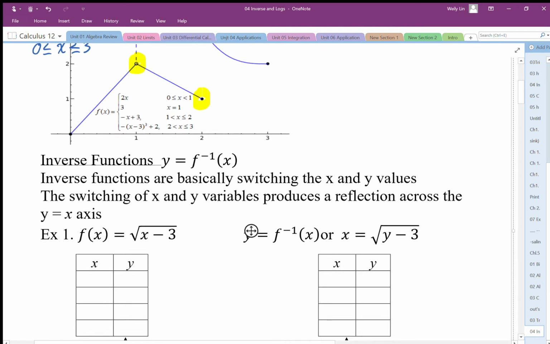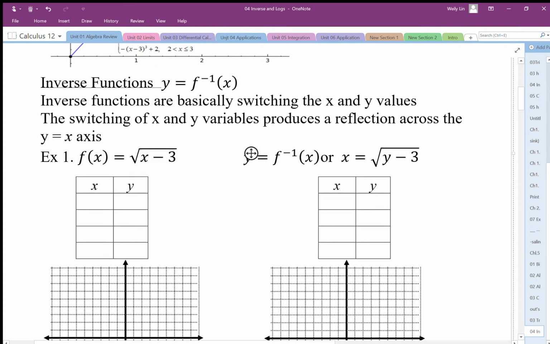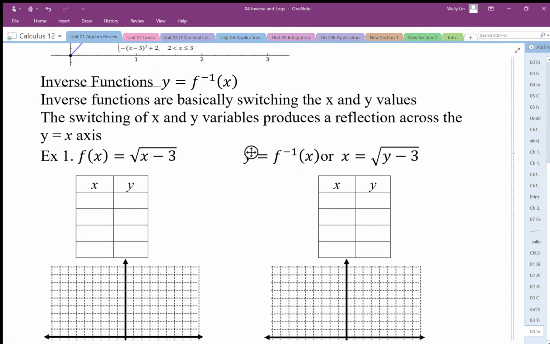Okay, moving on to inverse functions. Inverses are switching x and y. We also can think of inverse as going the opposite way through a function machine. And we could also think of inverse as undoing any function. So inverse of plus is minus, inverse of times is divide, inverse of square is square root.